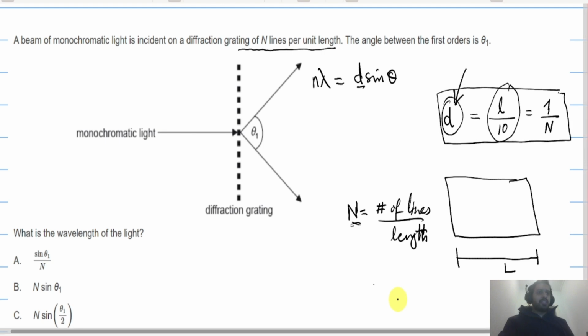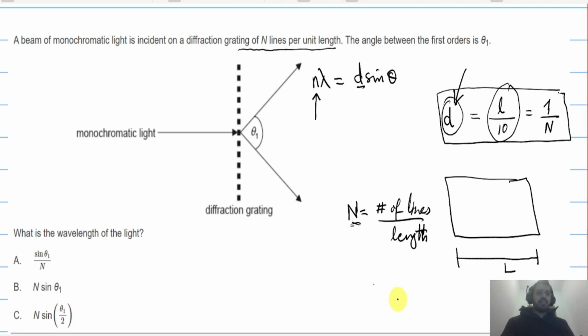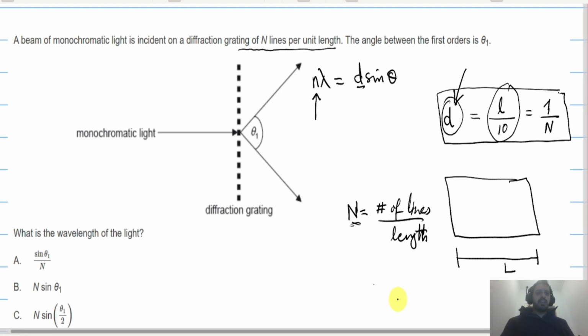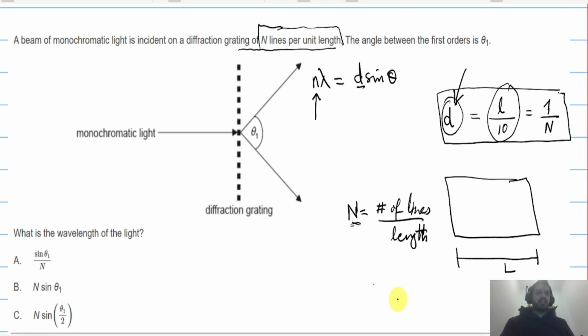And the worst thing that you can do is connect this n to this n. I hope you are not thinking that they are the same. This n is the order of maxima. This n is the number density, which is related to d.